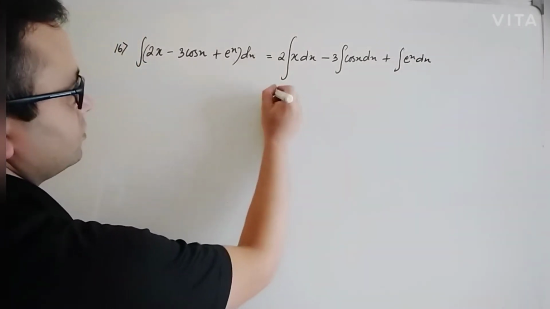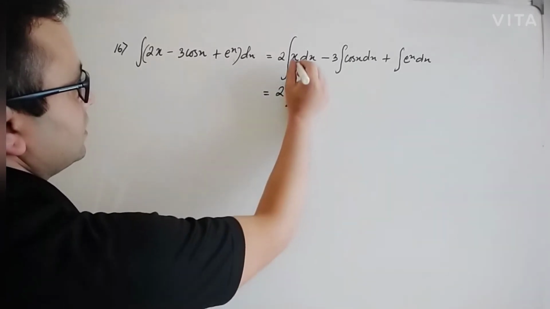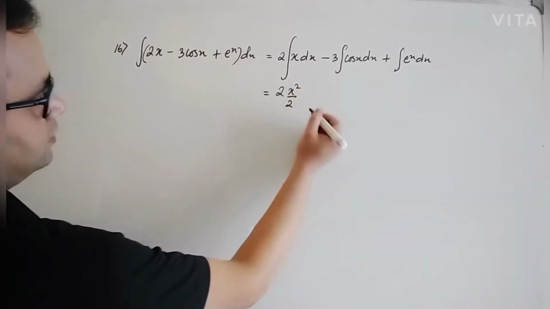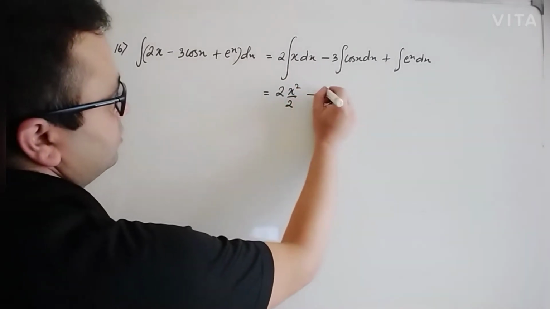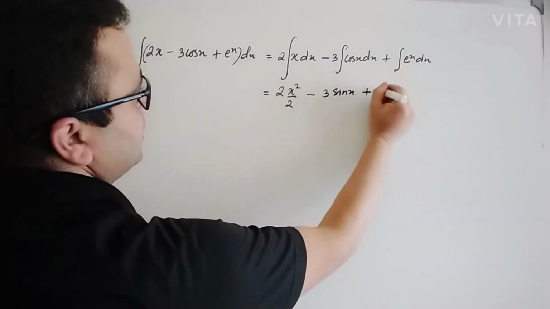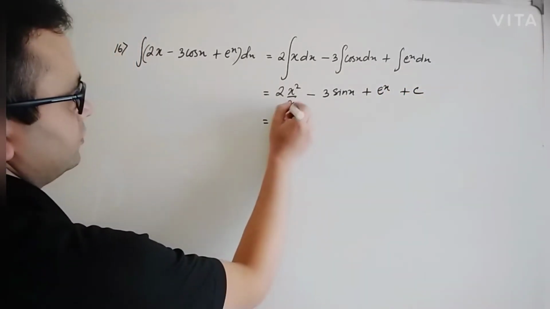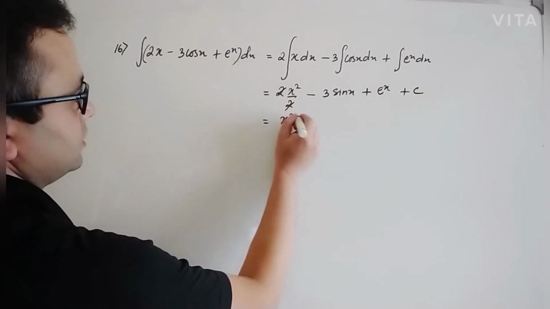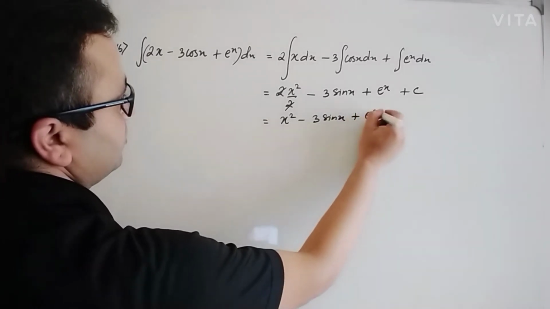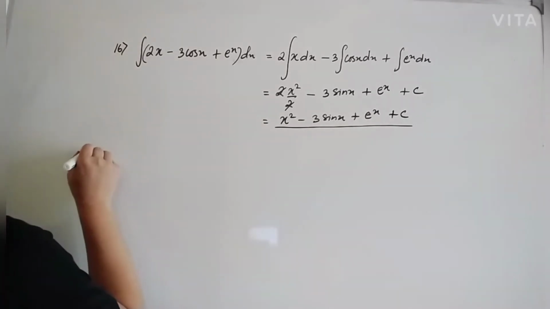So this equals 2 times the integration of x, which is x square by 2, because the power of x is 1, so 1 plus 1 divided by 1 plus 1 is 2. Here in the denominator there is 2. Minus 3 times the integration of cos x, which is sin x, plus the integration of e to the power x, which is the same, e to the power x, plus c. We can cancel the 2s. So it is x square minus 3 sin x plus e to the power x plus c. This is the answer. Now move to question number 17.